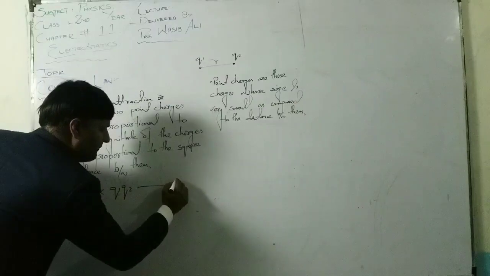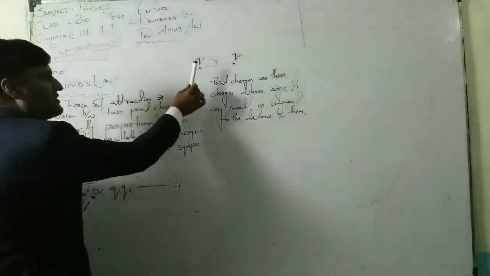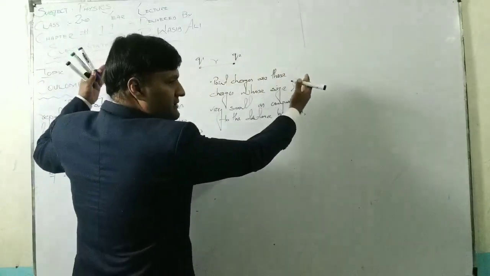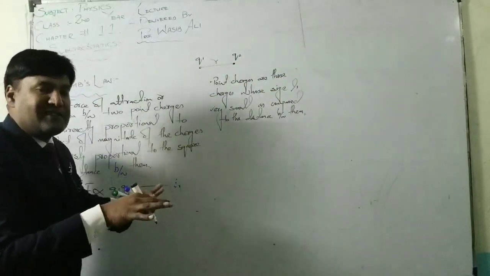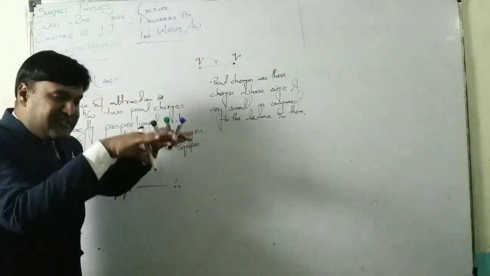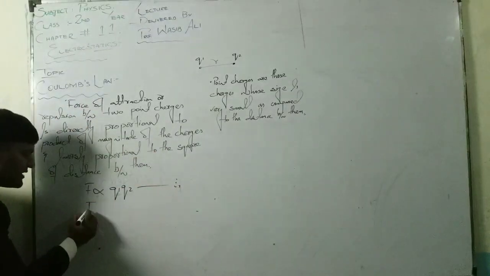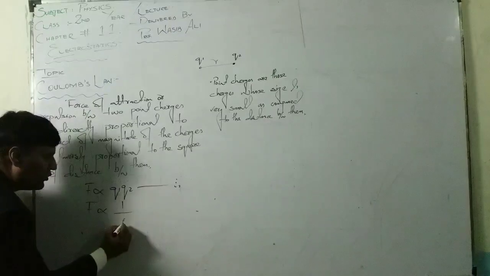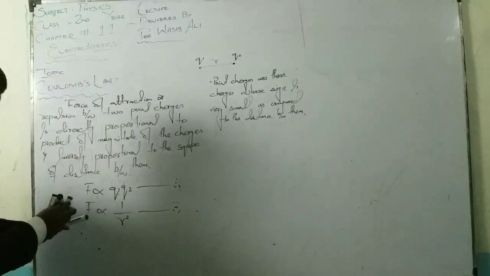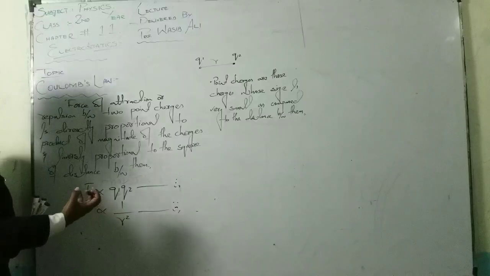You can call it equation number 1. The second part of the law is that this force is inversely proportional to the square of distance between them. As we increase the distance between the charges, obviously the force between the charges will decrease. Increasing distance decreases force, so they have an inverse relation. You can write it as F is inversely proportional to 1 over r square. That is equation number 2. So we have converted the statement of Coulomb's law into the simplest mathematical expression.